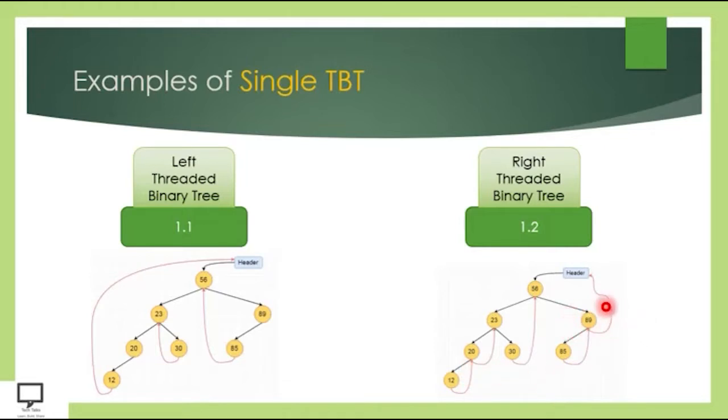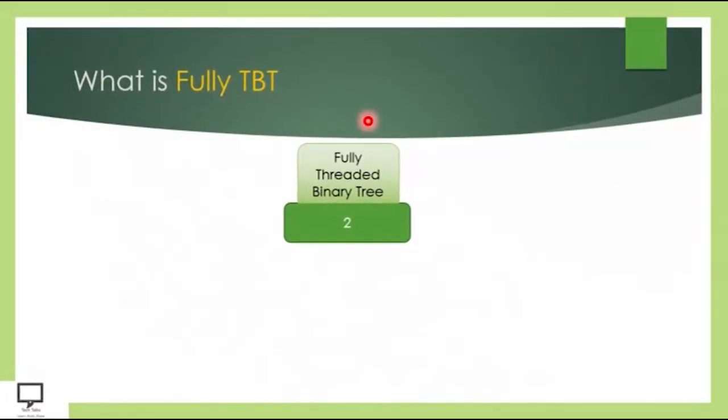Here you can see that this is the rightmost node of your binary tree. As it is the rightmost node, there will not be any in-order successor, so that's why it is pointing to the header node, and the header node is pointing to the root node. So in this way the single threaded binary tree will look. And now let's go forward to the second main type of threaded binary tree. It's a fully threaded binary tree.